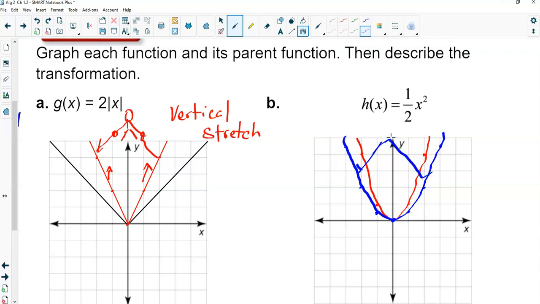That's his legs, right? And he is pushing it down. He's pushing it down. So because he's pushing it down, that's called a vertical shrink. Okay, I hope that was a good example for you.